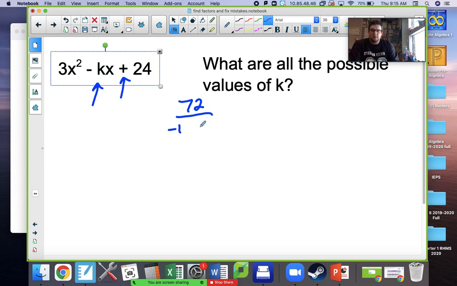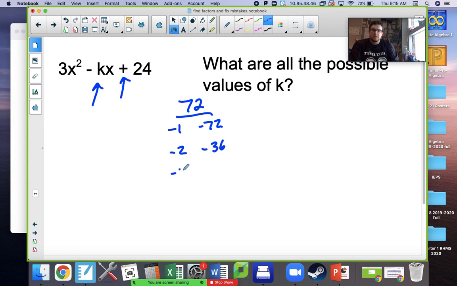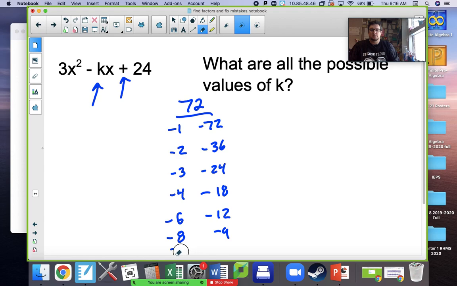So again, negative 1, negative 72, negative 2, negative 36, negative 3, negative 24, negative 4, and 4 goes into 72 18 times, I think. Just going to double check to be sure. Fairly confident, yep. Negative 18, 5 doesn't work, negative 6, negative 12, negative 8, negative 9, and then right there it would switch and be negative 9, negative 8, and we would be repeating factors after this.